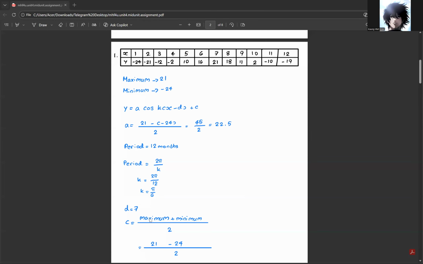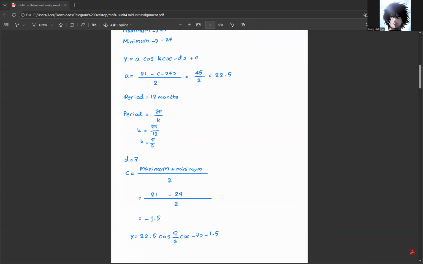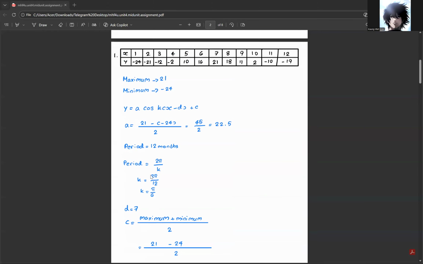Next, I calculate the average of the maximum and minimum. 21 plus negative 24 equals negative 3. Divided by 2, we get minus 1.5. So the midline is y equals negative 1.5.